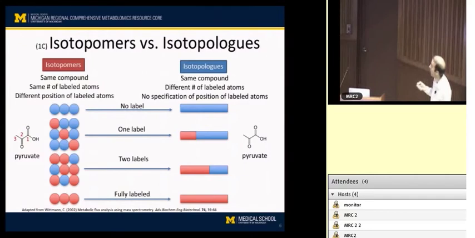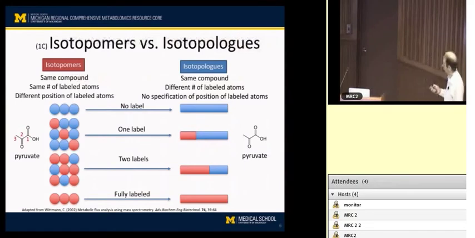Isotopomers, on the other hand, refer to the same compound with the same number of labeled atoms, but a different position of those labeled atoms. So if we have 3 carbons, the 1, the 2, and the 3 carbons, we would have 3 different possible isotopomers of 13C1 pyruvate. You'd have 3 different possible isotopomers of 13C2 pyruvate, and only 1 isotopomer of the 13C3 or the 12C3. So that's just a term to keep straight as we talk about this.